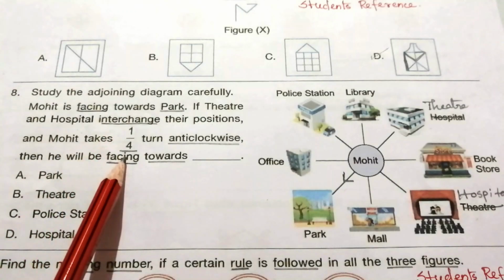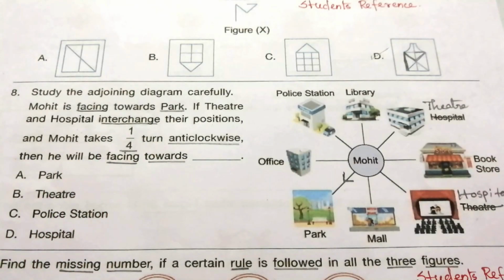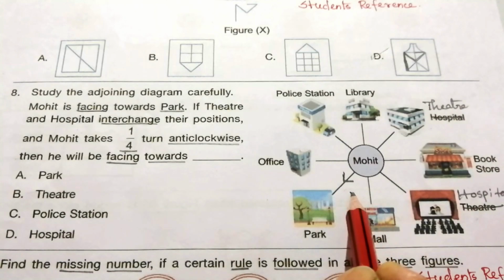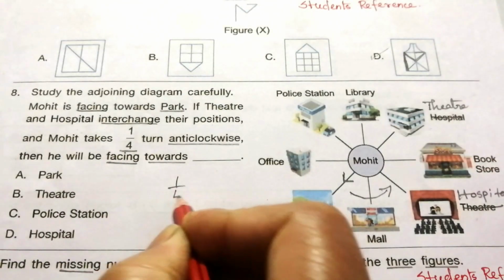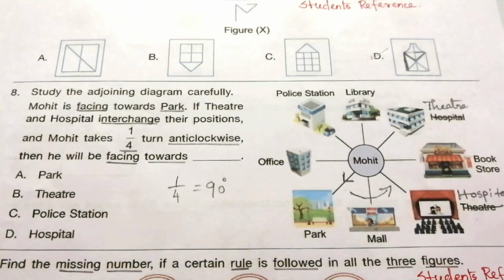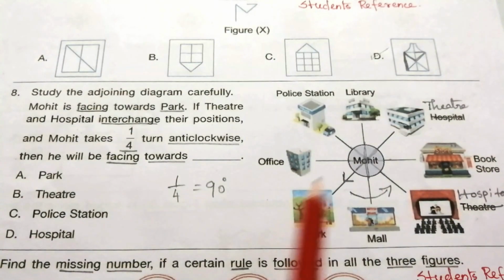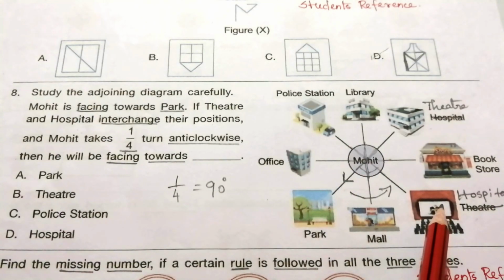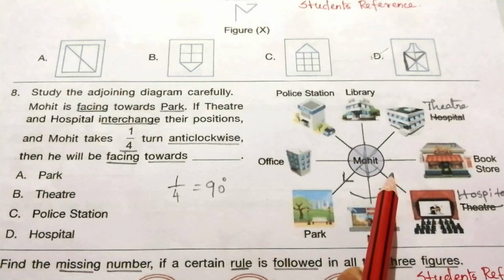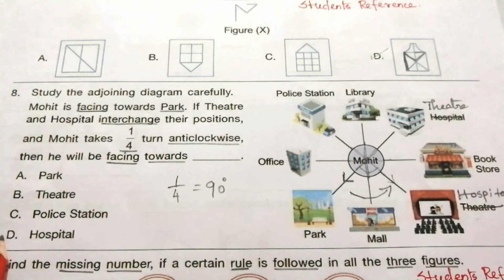And Mohit takes a 1/4 turn anti-clockwise. Anti-clockwise means this direction, so he has to turn like this. A 1/4 turn is equal to 90 degrees. So this forms 90 degrees. So he moves to the hospital. Now Mohit is here. So the answer is D, hospital.